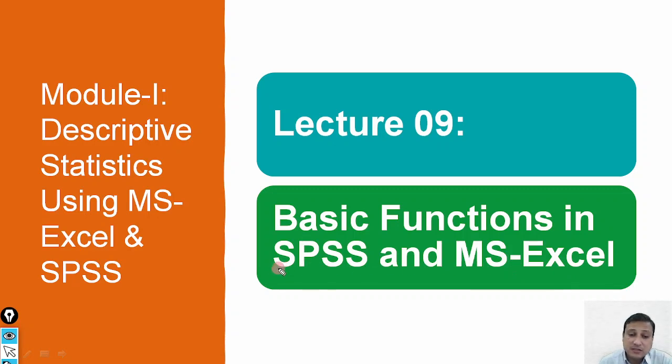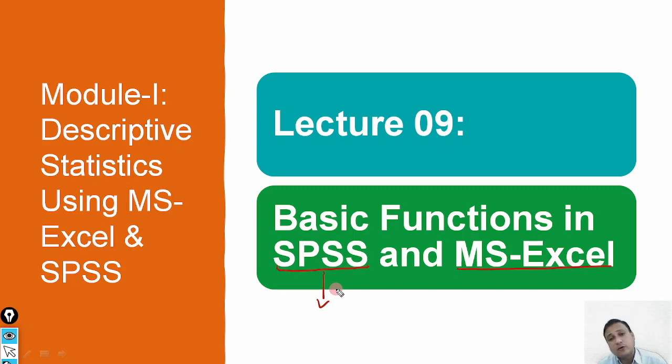In the previous lectures, we have already seen the basic structure of MS Excel and SPSS. We have seen how we can enter data in these two. We have already seen what data coding is, what data cleaning is. We have seen data view and variable view in SPSS. So the introductory part we have already seen, and I hope that you are now familiar with the basic structure of SPSS and MS Excel.